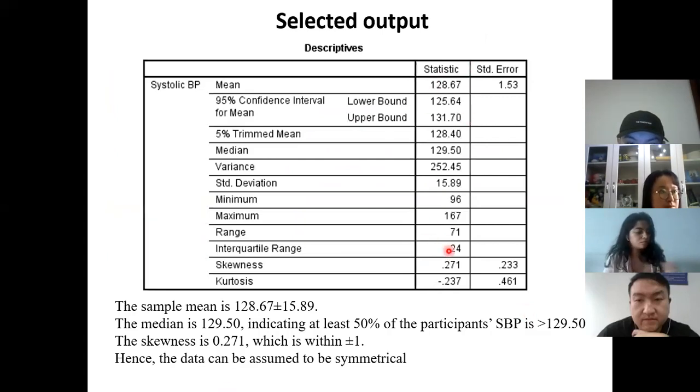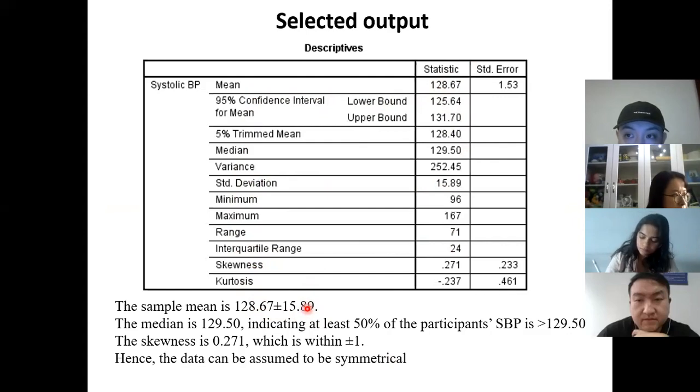There are so many values here. First, what's the mean? Mean is average, 128. All right, that's the mean. 128. What is the standard deviation? 15.89. So that's the mean, that is the standard deviation. Right? Next, median. That's the median. Median is 129.5.